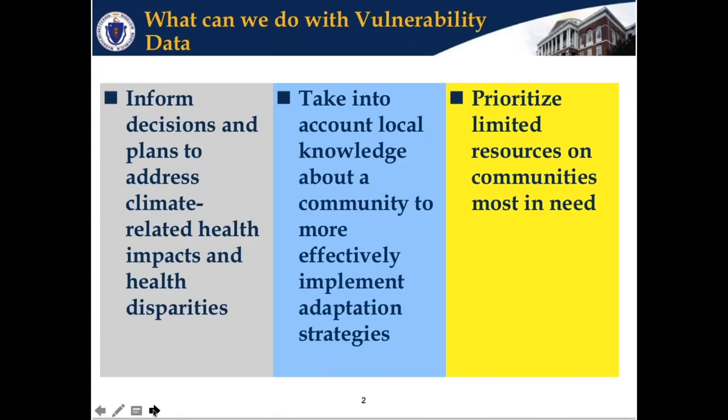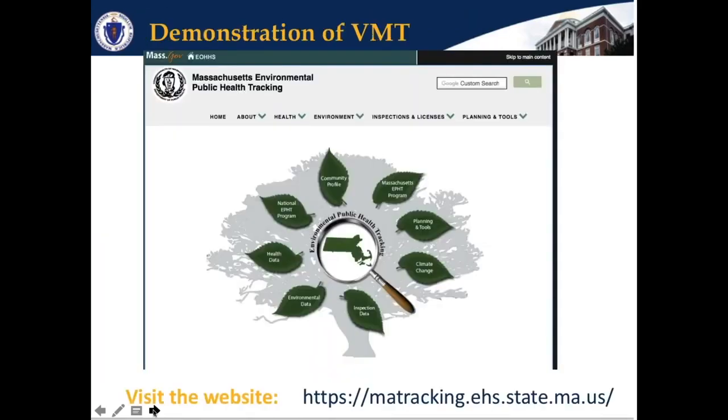Ultimately, the goal being that EPHT can be a platform for presenting data and tools to inform decisions and address climate-related health impacts, really focusing on local knowledge and local information to effectively implement those strategies and prioritizing our communities with limited resources. So without further ado, I think the next slide will take you to that demo. But we're going to show just a series of slides to give you an idea of the kind of information we have on our mapping tool.